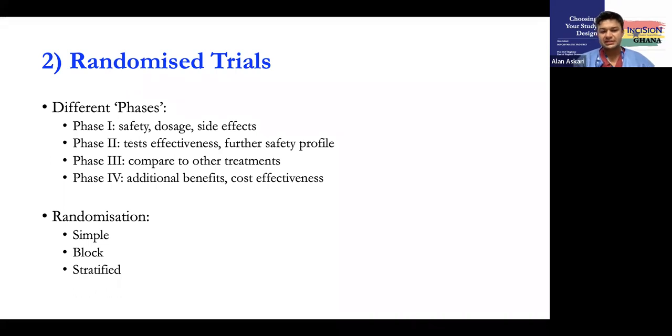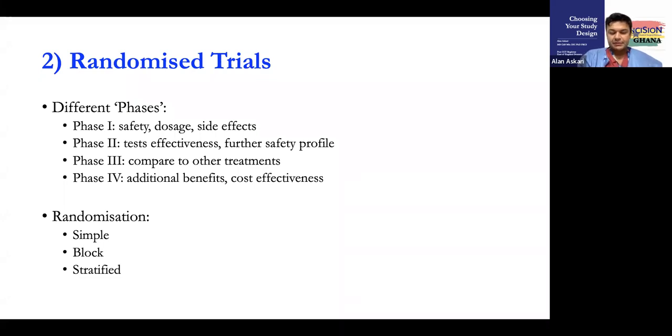Phase two is when you're trying to test the effectiveness and determine the further safety profile of this particular intervention, be it a drug or a technology or surgical procedure. Phase three is what you've mostly probably seen in publication. That's where you are pitting one treatment against the other, so surgery versus chemotherapy, or chemotherapy versus nothing, or whatever that may be. And phase four is really, once you've established that safety, efficacy, and its superiority to other treatments, you're looking for additional benefits and cost effectiveness.